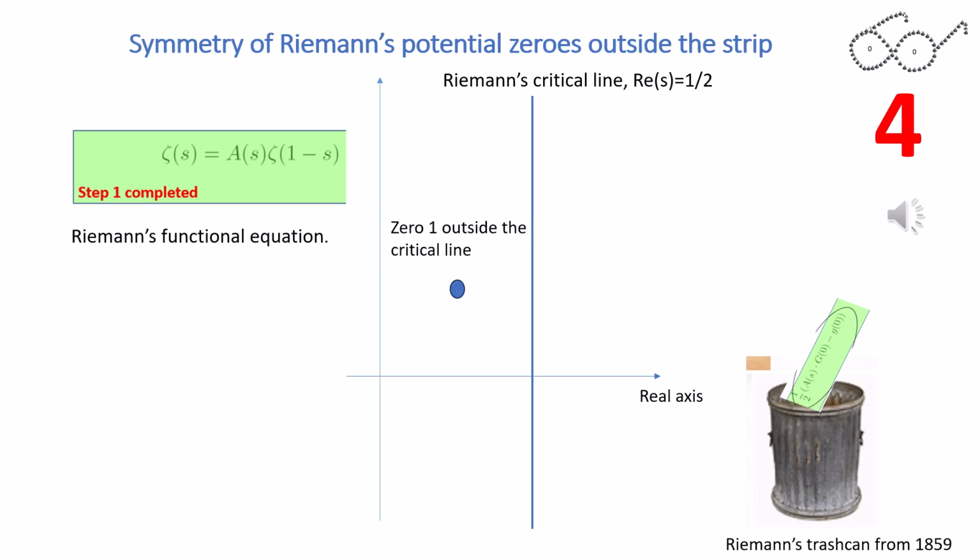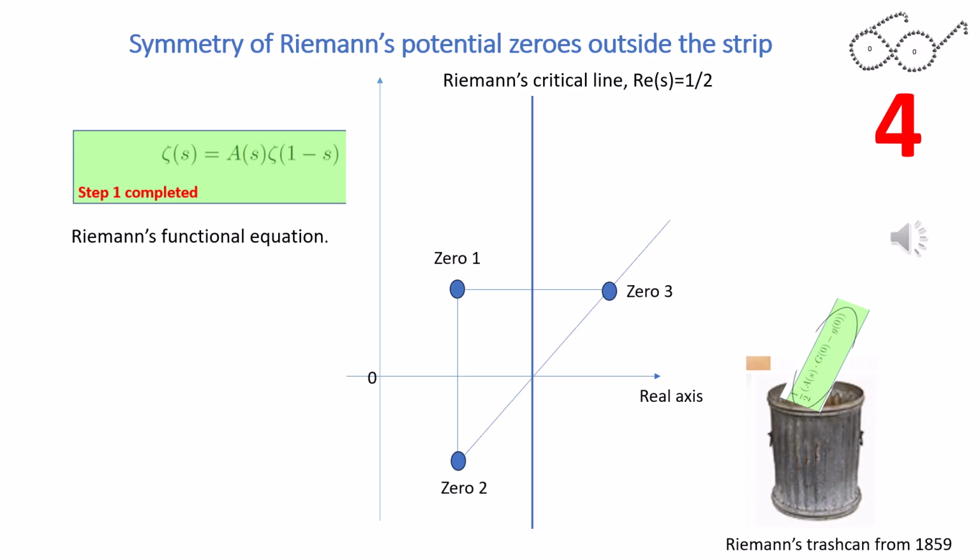Riemann's functional equation tells you that if you find one zero outside the critical line at the real part of s equals 1/2, you have also found 3 other zeros. Complex conjugate symmetry gives you the second zero. There is also symmetry through the real part of s equals 1/2 plus j times 0. And finally, theorem number 4. So Riemann's big problem is to show that these zeros can only lie on the critical line.